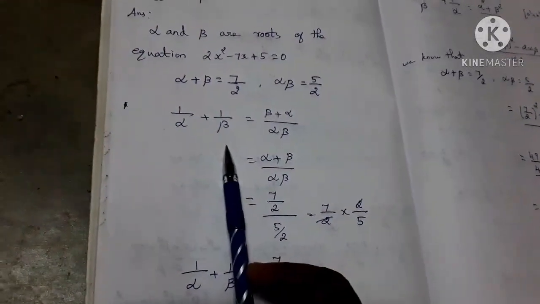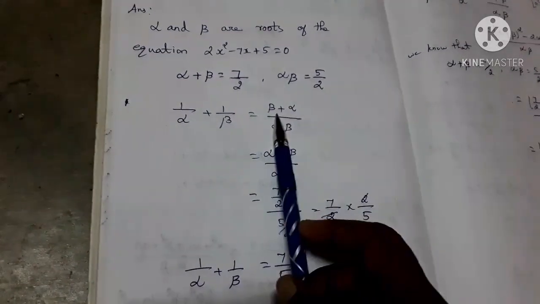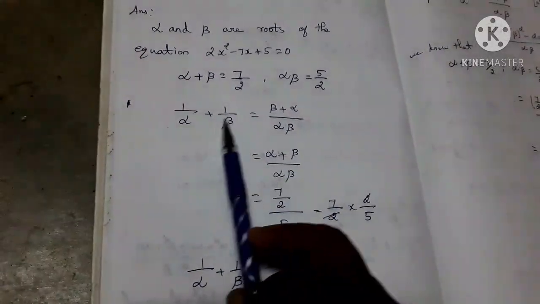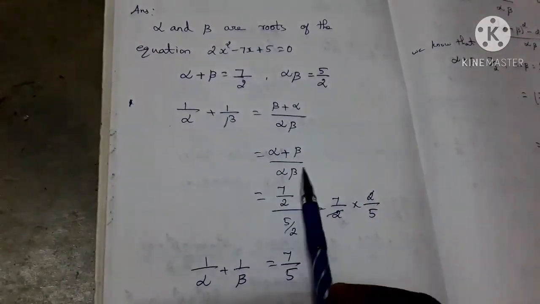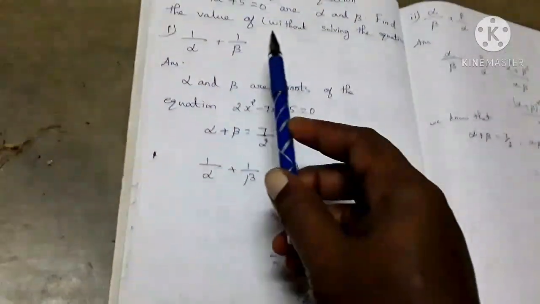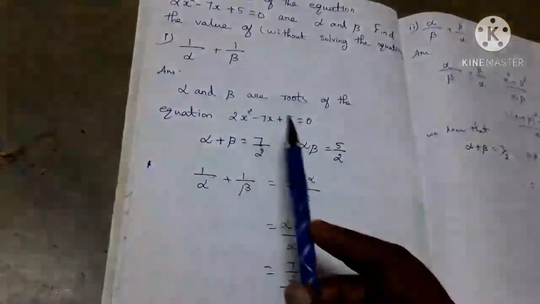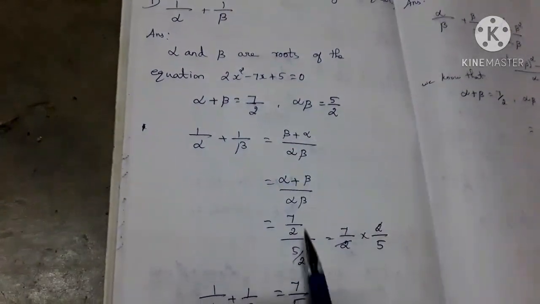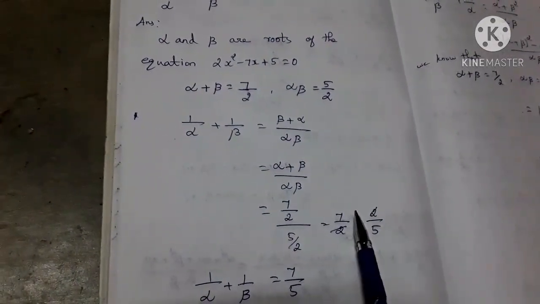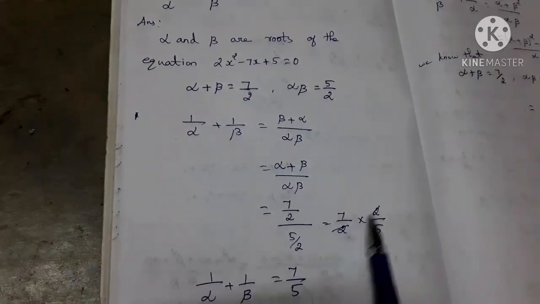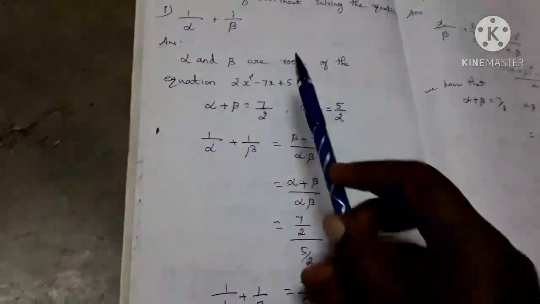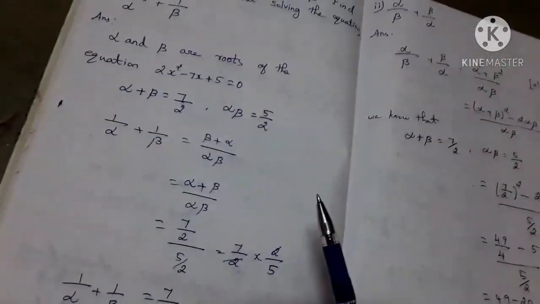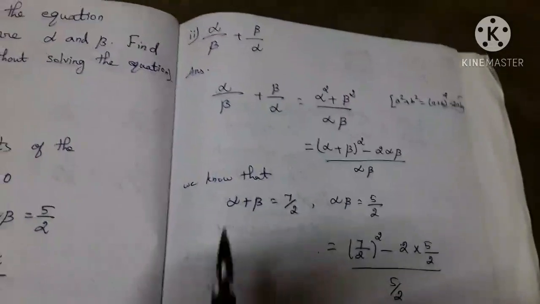Now what is given? 1 by alpha plus 1 by beta. For that we have to take the LCM. Alpha beta is the LCM, so here we multiply by beta, here by alpha. So alpha plus beta divided by alpha beta. Alpha plus beta is 7 by 2, alpha beta is 5 by 2. The division becomes multiplication with the reciprocal. The 2s cancel, and our answer is 7 by 5. Here the roots are given as alpha and beta, so we use alpha plus beta and alpha beta to find the answer.